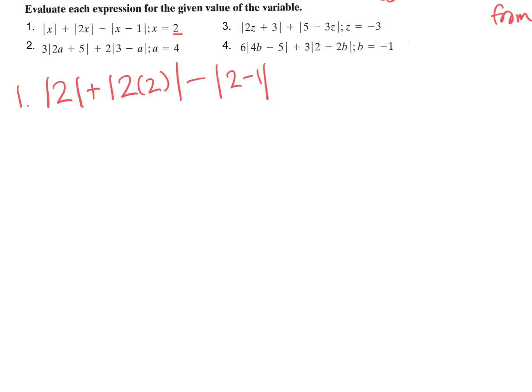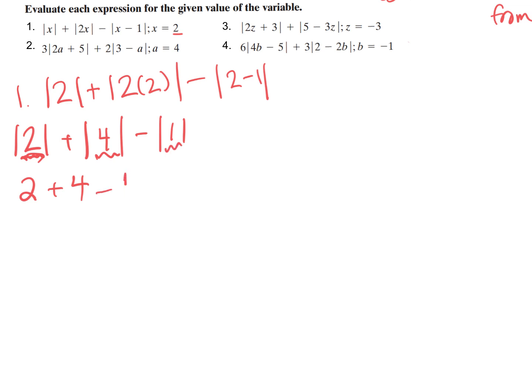Now, I'm going to use order of operations, and I'm going to multiply inside of this first absolute value, and I'm going to subtract inside of the second one. You treat them like parentheses. And now, how far is 2 from 0? 2 units. How far is 4 from 0? 4 units. How far is 1 from 0? 1 unit. And then use order of operations. 2 plus 4 is 6. 6 minus 1 is 5. So the answer to number 1 is 5. I'll do number 2 here below number 1.